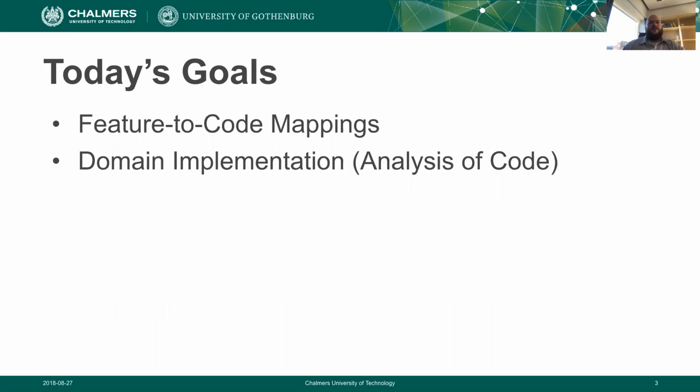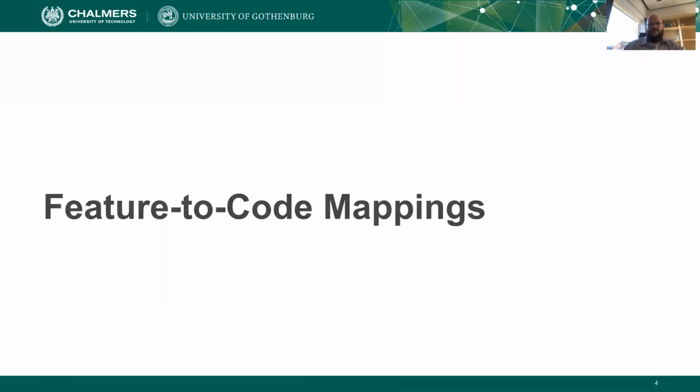So the main things I want to talk about in terms of analysis for the first half of this class are how we can map the feature models to the code a little bit better. And then I'll look a little bit at ways we can use the same idea of Boolean satisfiability in order to analyze the code. So let's look first at feature to code mappings.